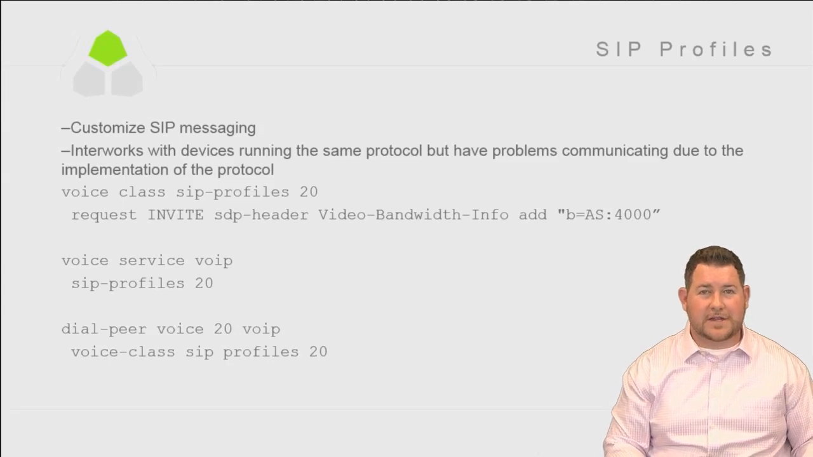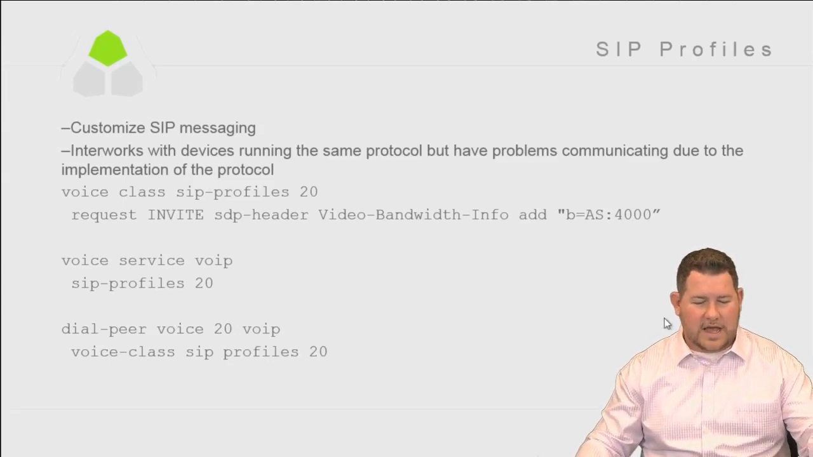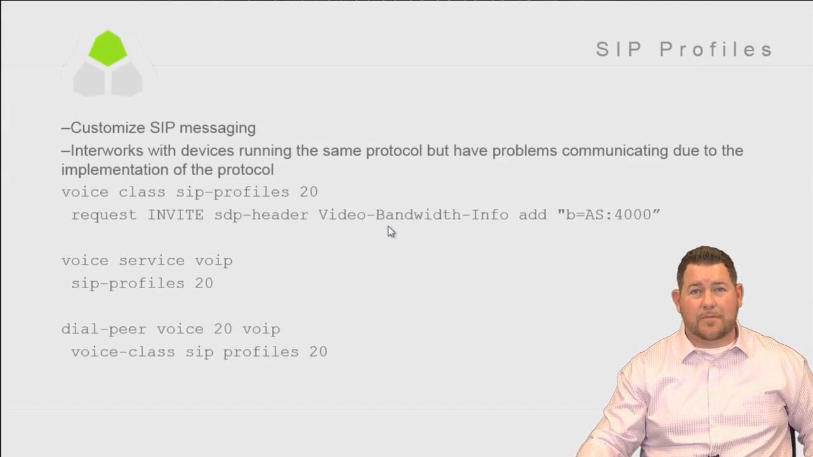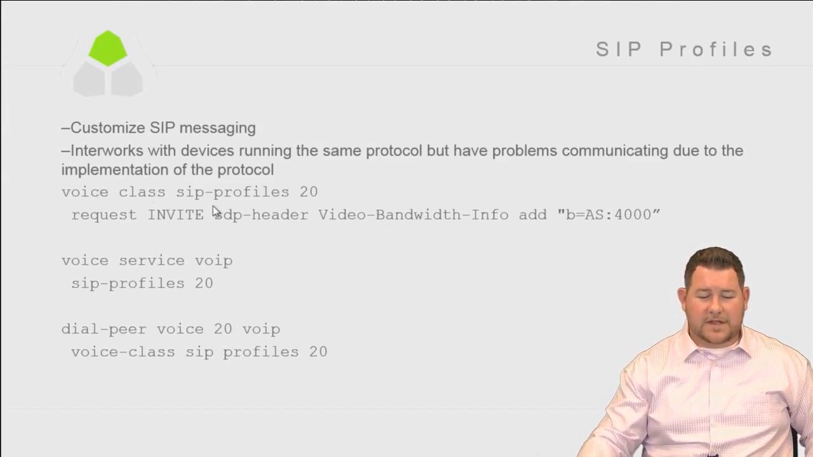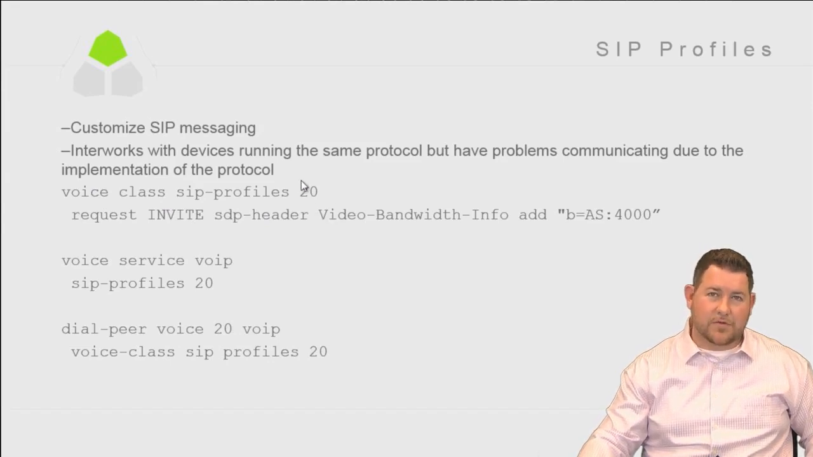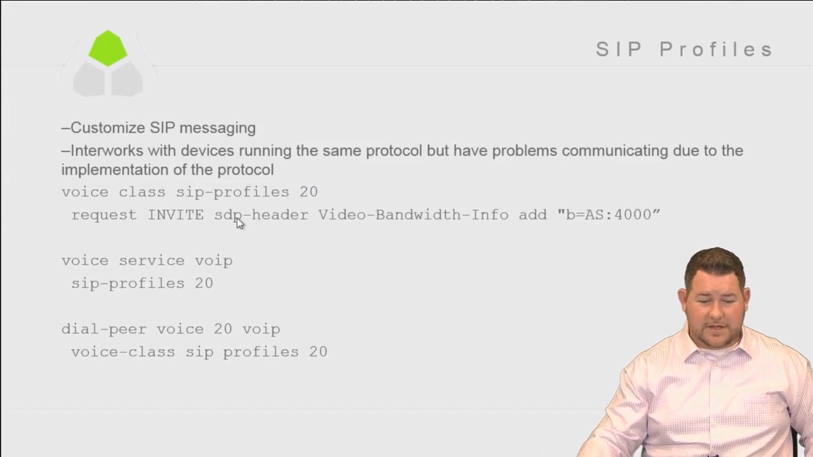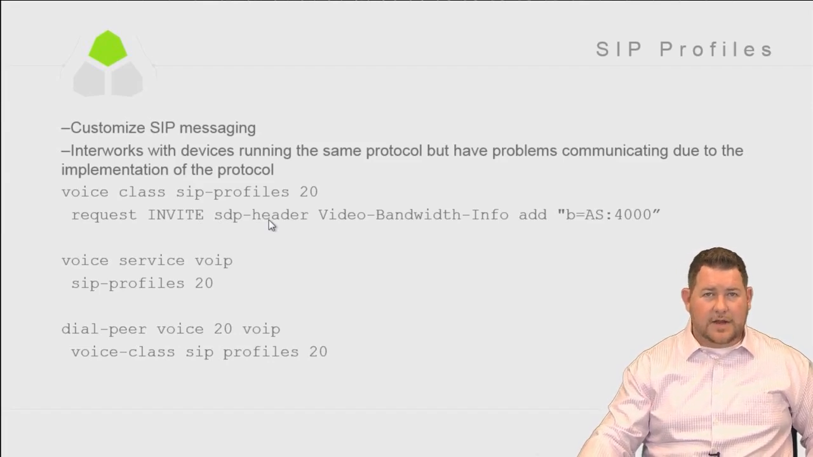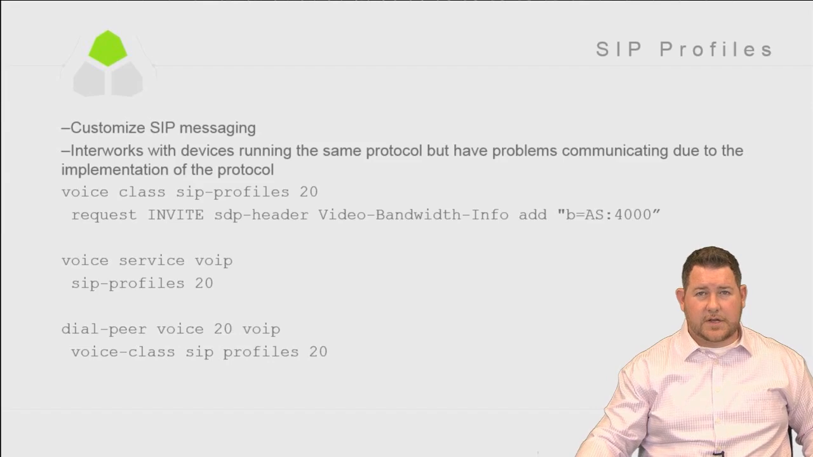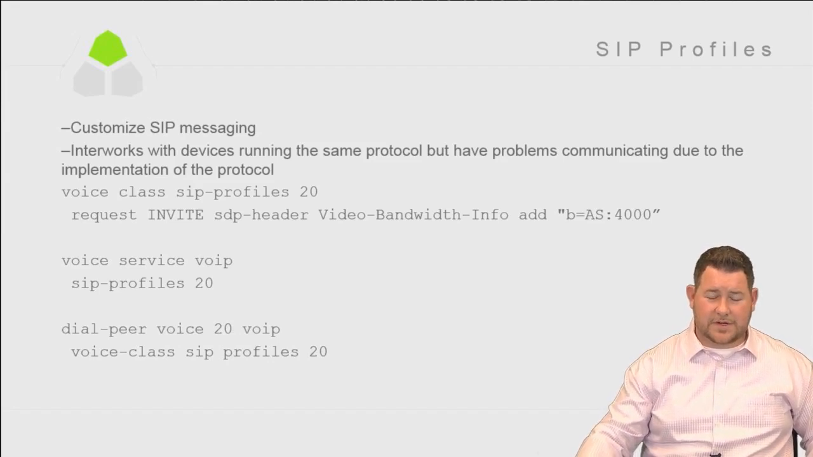Now those configuration commands look like this. This one's actually changing the video bandwidth info here, but this is voice class SIP profiles 20, so that's just an arbitrary number that was chosen for the SIP profile number. We've also got the request invite, and we're changing the SDP header. And everybody remember what the SDP header is, right? That is going to control your media negotiation, control your capabilities between SIP endpoints. So that's how it's going to control that.